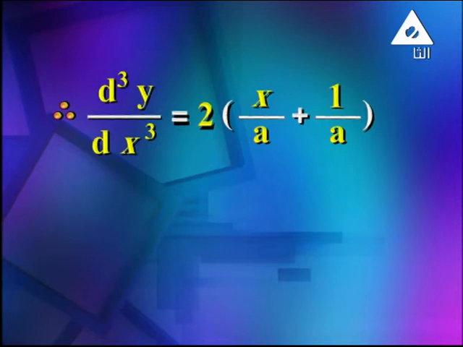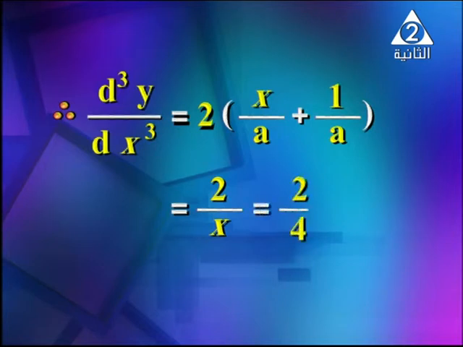What is the third derivative of y? Third derivative: 2 multiply the bracket containing x over a plus 1 over a equals 2 over x, equals 1 over 2.